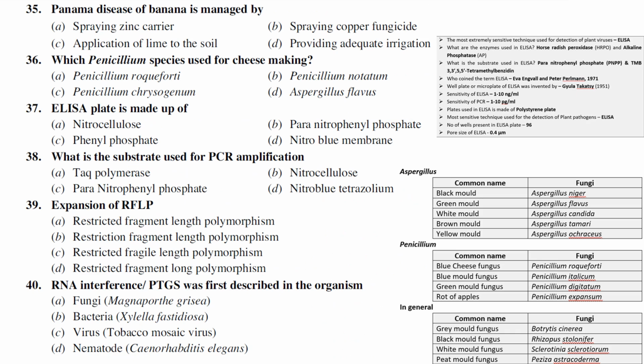The next one, Panama disease of banana can be managed by. First of all, we need to know Panama disease, or Fusarium wilt of banana, is caused by Fusarium oxysporum formae speciales cubense. There are 4 races, right? TR1, tropical race 1, TR2, TR3, TR4. Nowadays TR4 is very dangerous.